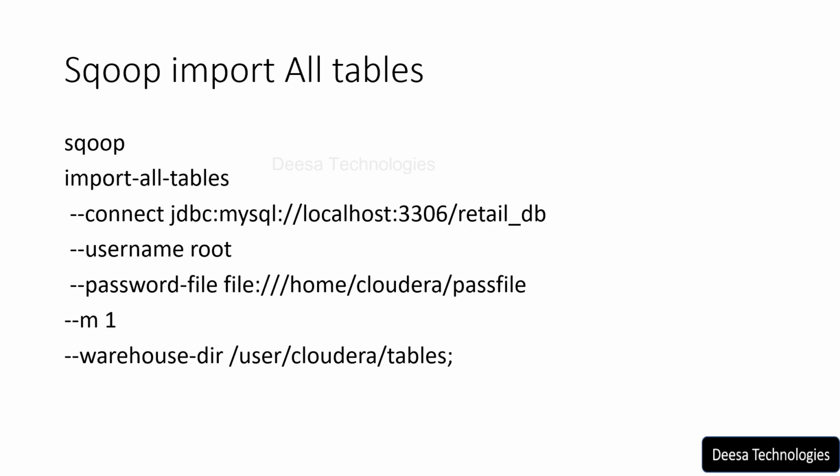Why is that? When you use a target directory, you are mentioning just one directory, but you have a lot of tables. So when you say warehouse directory, it will create this directory, here it's tables, and inside it will create one more directory for each table. If you have the orders table, inside tables you will have an orders directory, and inside this directory you will have the files related to orders. Similarly, you will have a customers directory and directories for all the other tables. That's the reason why you use the warehouse directory.